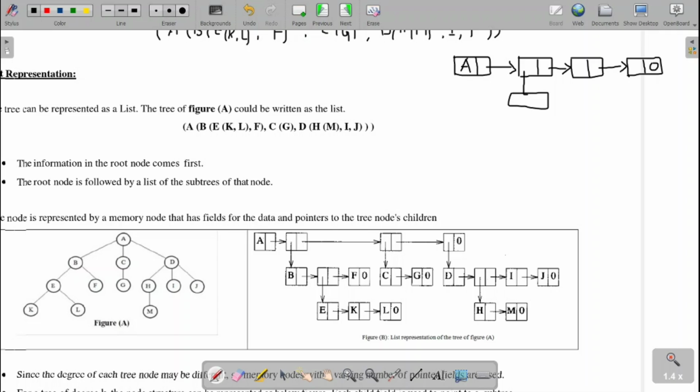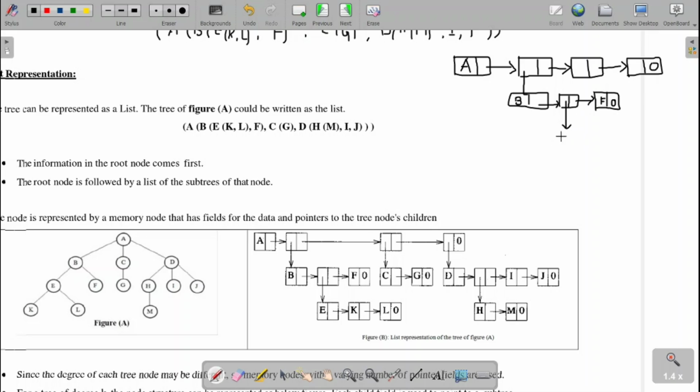Now for B, how many children does B have? B has two children, so we will have two nodes, the first node and the second node. The first node is again a tree, so there will be a link. The second node will be your F. F doesn't have any child, so we will stop at F, and the link field will be made 0.